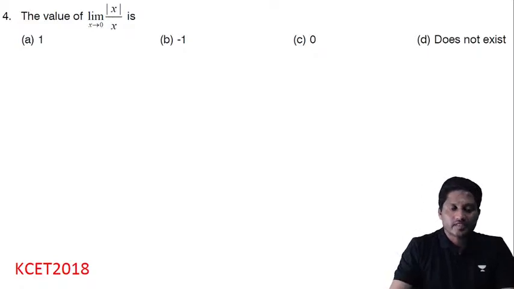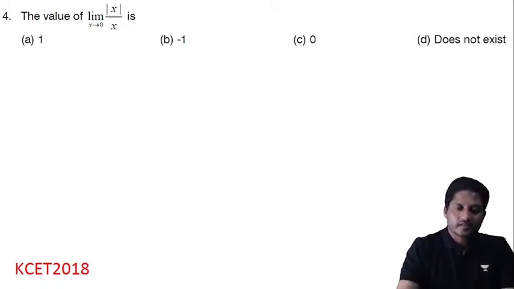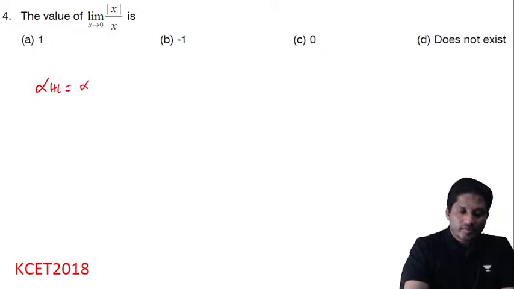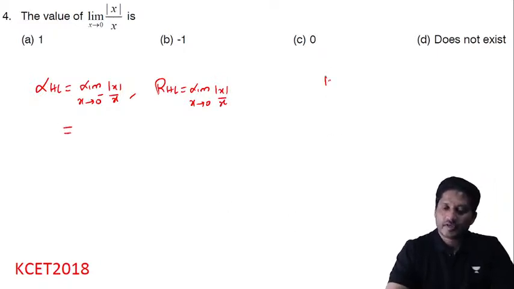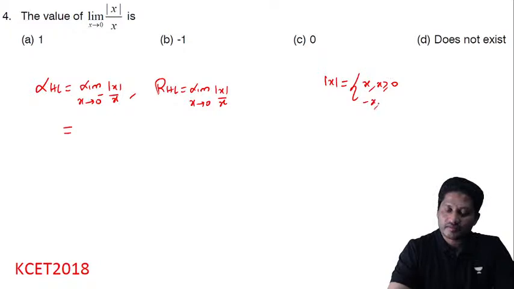The value of limit x tends to 0 of mod x by x. The left hand limit is equal to limit x tending to 0 minus of mod x by x. Right hand limit is equal to limit x tending to 0 plus of mod x by x. Right, now we know that mod x is x when x is positive, then minus x when x is negative.